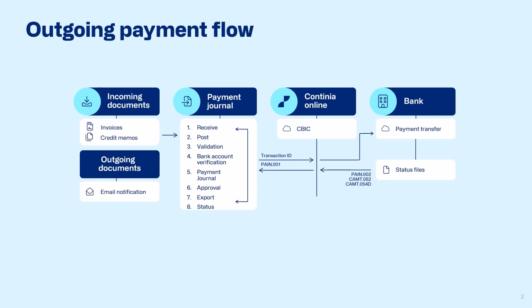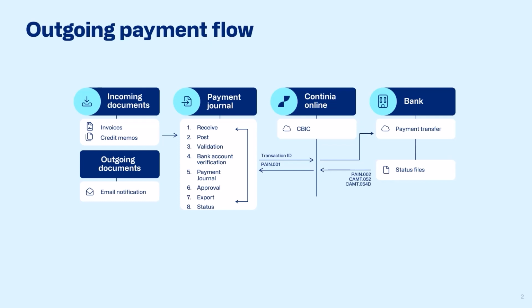You can prevent fraud by using bank account verification and then send it through the approval process to make sure the right personnel confirms that everything looks correct. Then the payment is exported to the bank, sent through the Continua bank integration component in Continua Online, which provides you with a safe channel for communication while formatting and structuring the data for the bank.